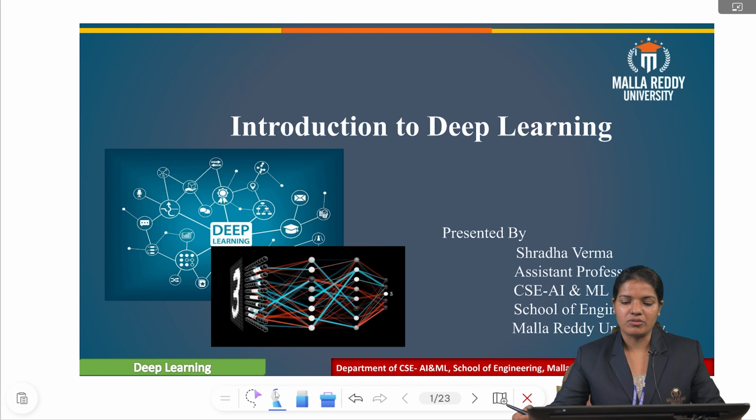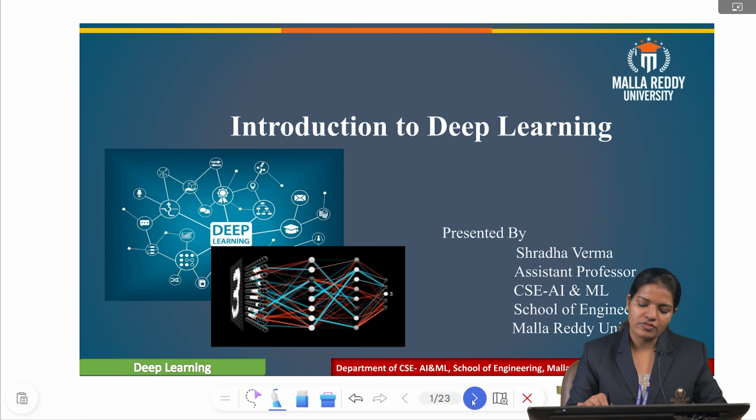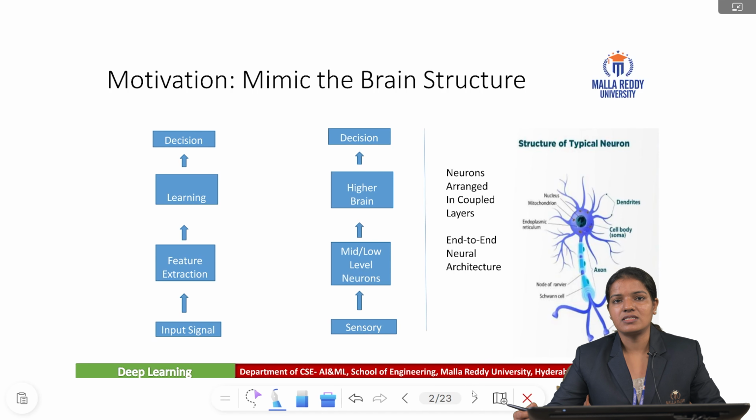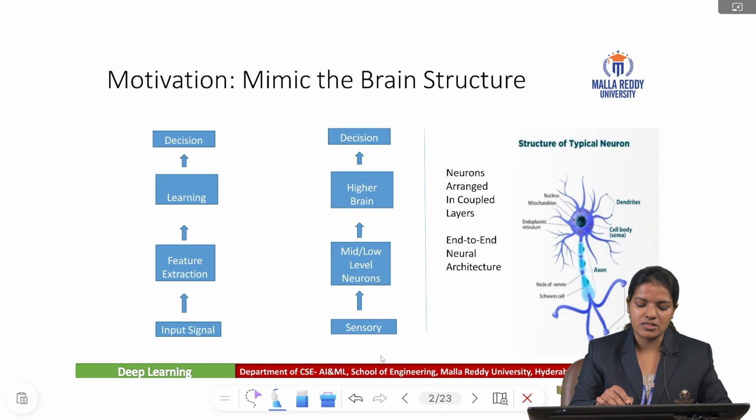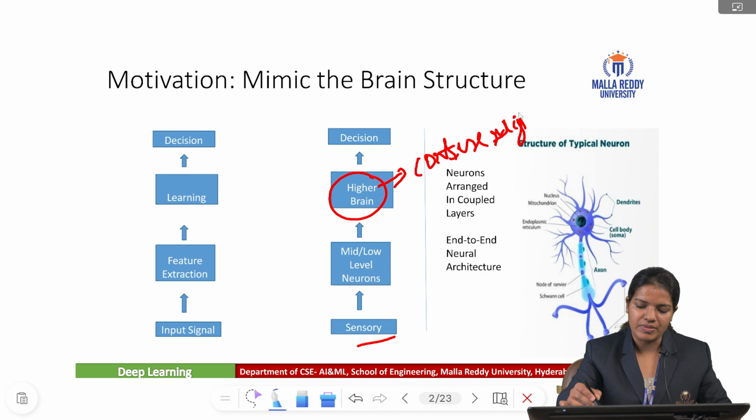Today I am going to discuss deep learning, which is a sub-branch of machine learning, and its structure is inspired by the brain structure. In the brain we have different types of neurons. If we consider one neuron, it consists of axon terminals, axon body, and dendrites. The neurons follow a structure like the sensory neurons, then it goes to the mid or low level neurons, then the higher level cortex regions of the brain help in decision making.